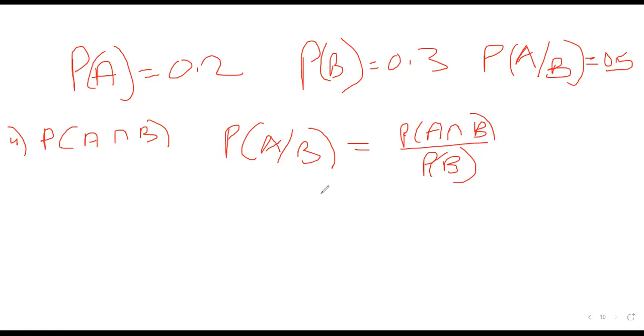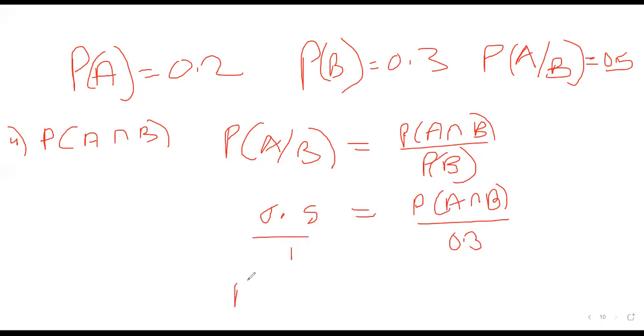So we now substitute what we have. A given B, this is 0.5. The intersection of A and B, we don't know. And the probability of B is 0.3. Then you cross multiply. So 1 times the intersection, we get A intersection B. And 0.5 times 0.3, we get 0.15. That is how we find the intersection of A and B.